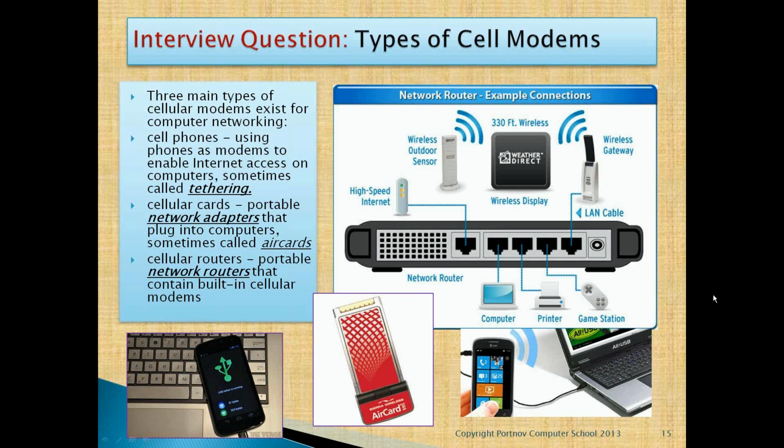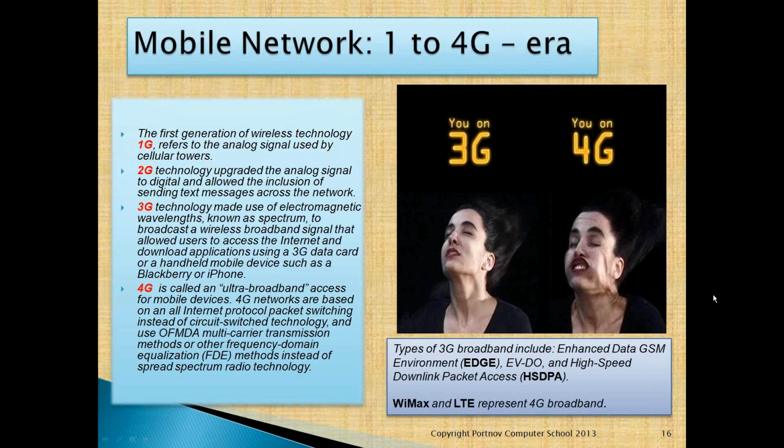So at this point, it's good to know that there are three main types of cellular modems that exist today. One of them is the cell phone itself, through the tethering service. Another one is a network adapter, so cellular cards, also called air cards, and the third one is the network routers.